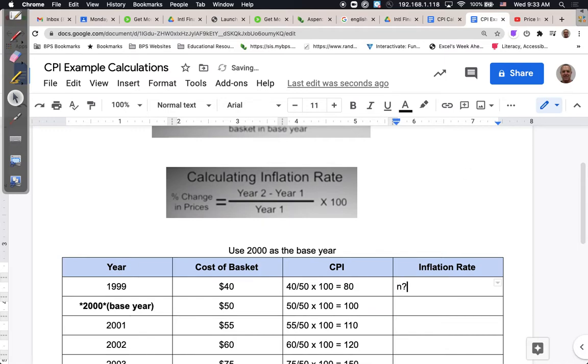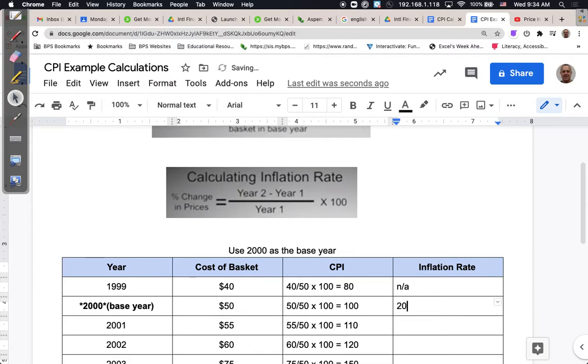So we're going to say not applicable. All right, but now we're comparing how much prices went up from 1999 to 2000. So we're going to subtract. The difference in prices is 20. I'm not going to write out the whole formula here because it's going to look a little too complicated. I'm not sure we have room. But from 80 to 100, the CPI went up by 20.